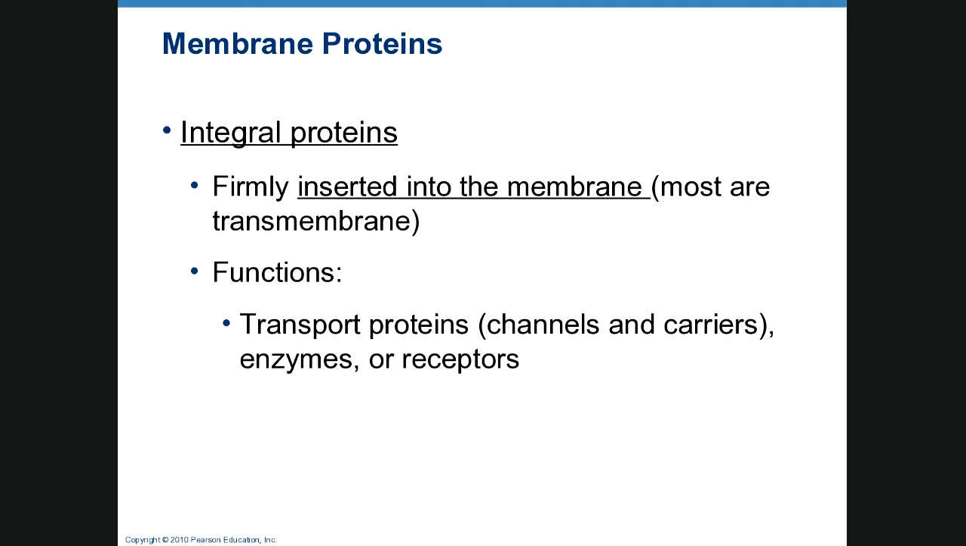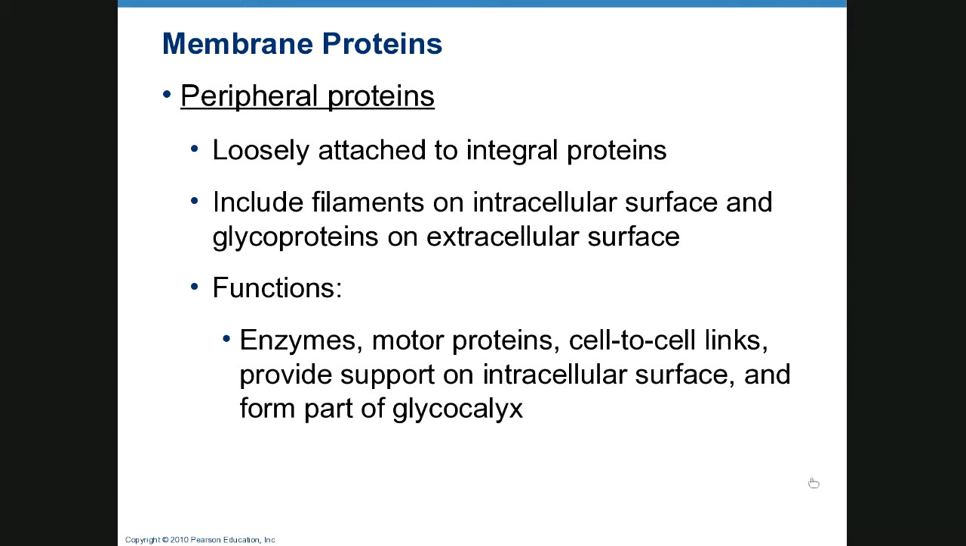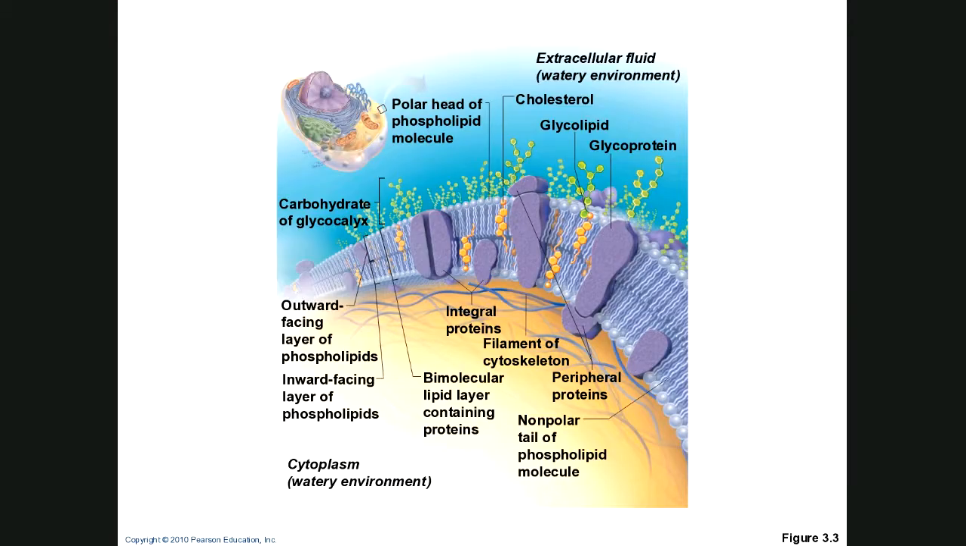There are a lot of proteins in the cell membrane. Integral proteins are inserted into the membrane, and some go all the way through the membrane. We call that transmembrane. They function as ports or channels or enzymes or receptors. And then we have peripheral proteins, which are just on the periphery, the outside. They may be enzymes, motor molecules, or link one cell to another. And this is showing the general makeup of the cell membrane.